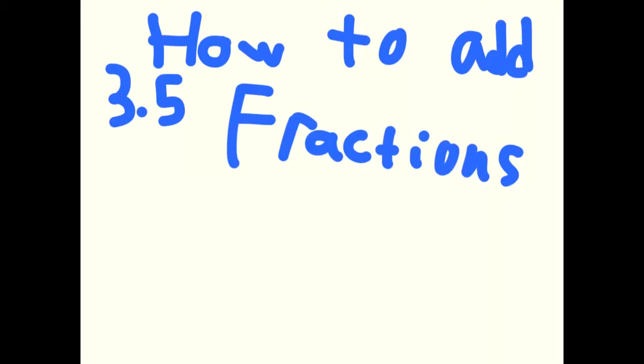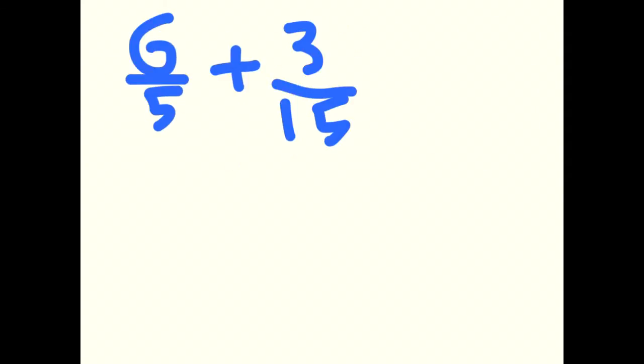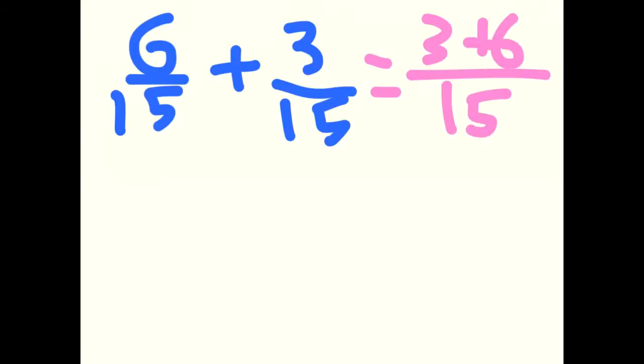Lesson 3.5. How to add fractions. So here we have our problem. 6/15 plus 3/15. So our fractions already have like denominator. So we're gonna do 3 plus 6 over 15. And that gets us 9/15.